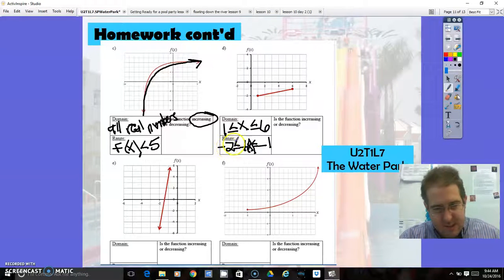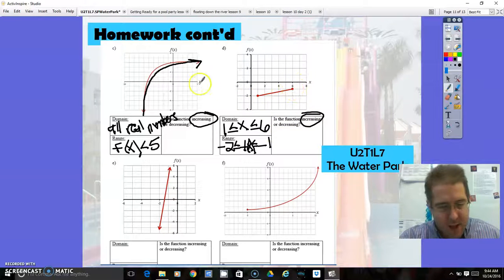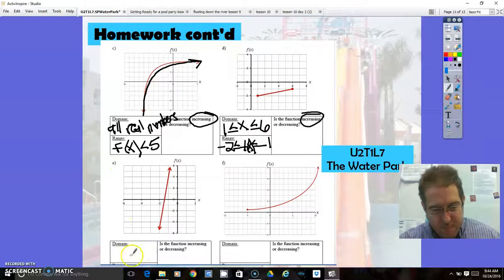Okay, so this is -2 is less than or equal to f of x, which is less than or equal to -1. Sorry about the bad writing there. And this is increasing because you can clearly see from left to right it's going up. All right, next question. The domain of this is going infinitely in both directions. So this is all real numbers.